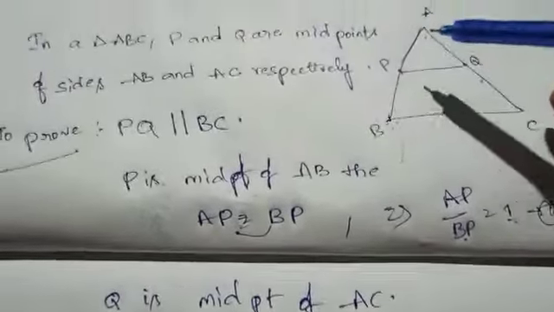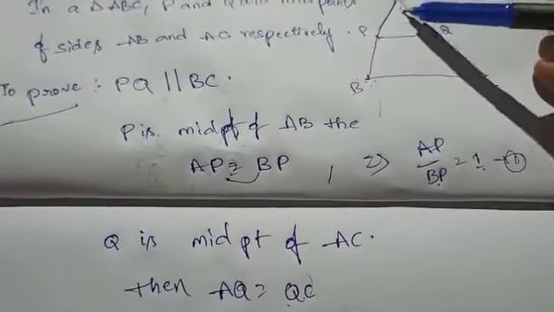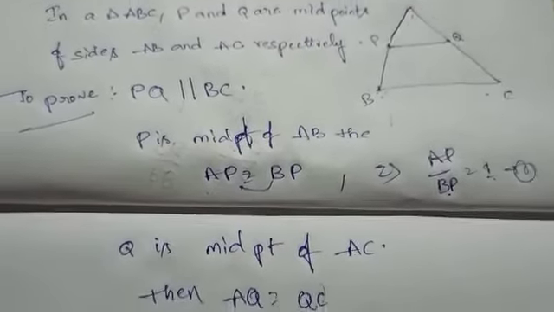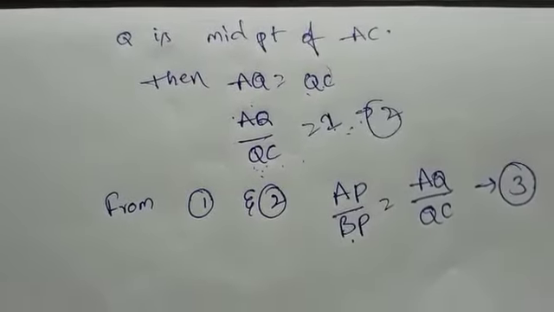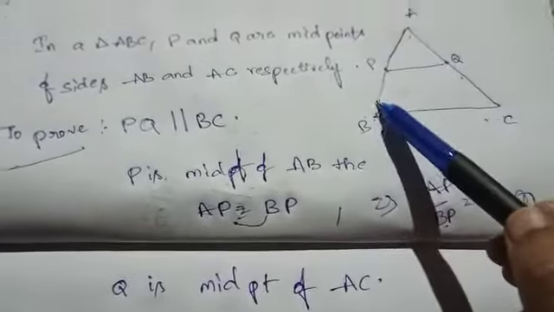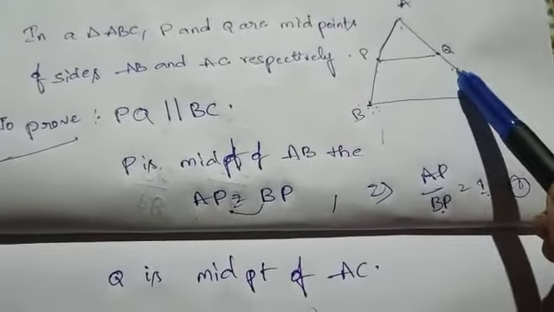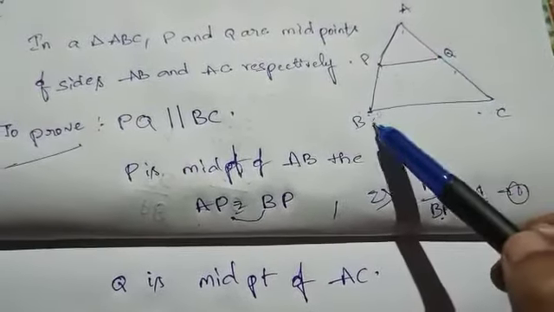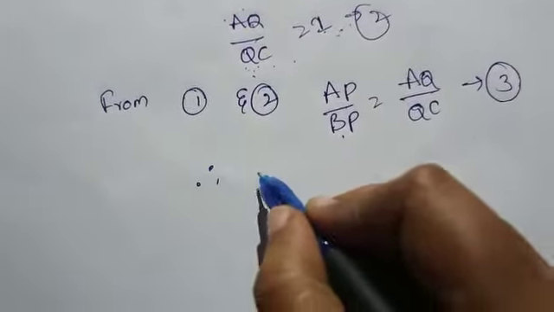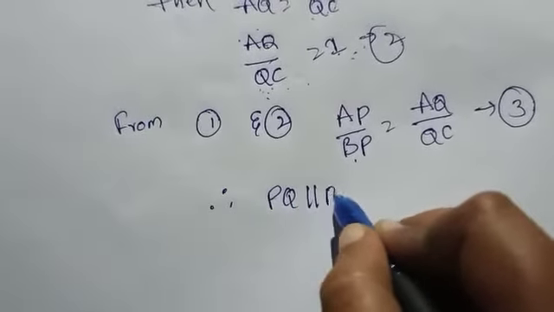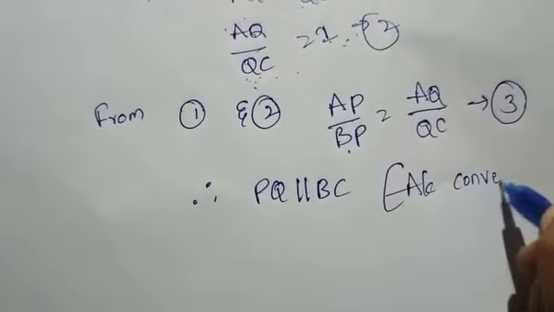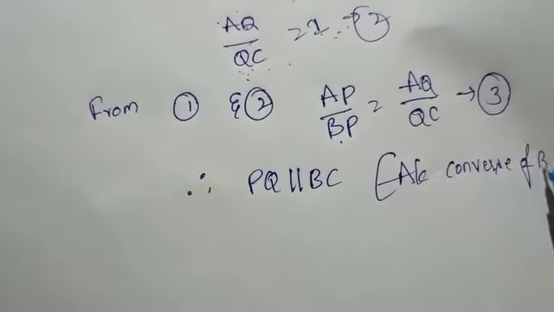See, in triangle ABC, AP by BP equal to AQ by QC. According to the converse of Thales theorem, if one line divides any two sides of a triangle in the same ratio, then the line is parallel to the third side. So therefore PQ is parallel to BC according to the converse of Thales theorem, the converse of basic proportionality theorem.